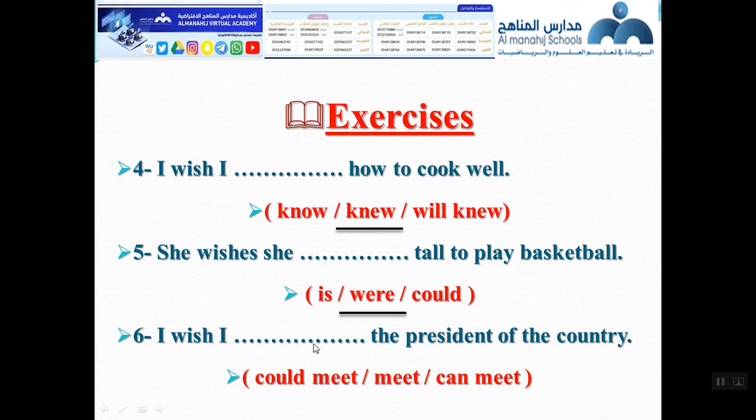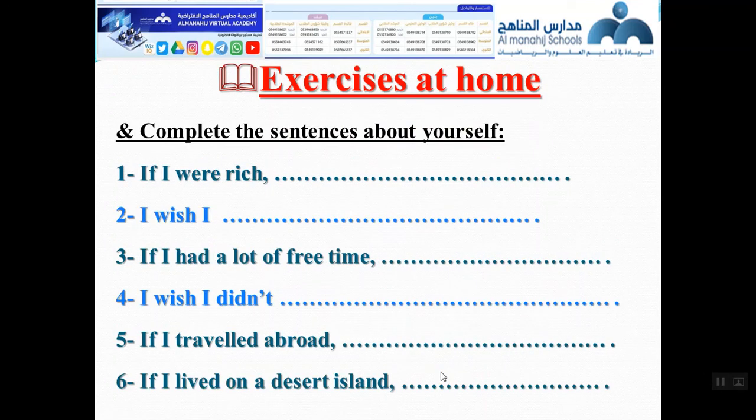I wish I could meet the president of the country. As we said, after wish I use past simple tense or could plus the base verb. So the right answer here is could meet. I wish I could meet.